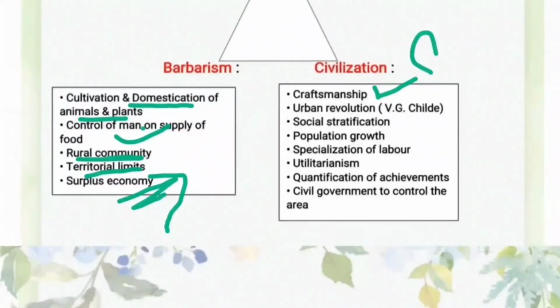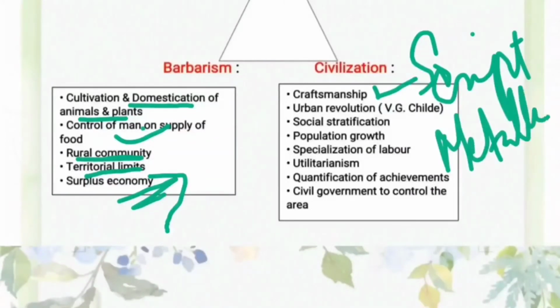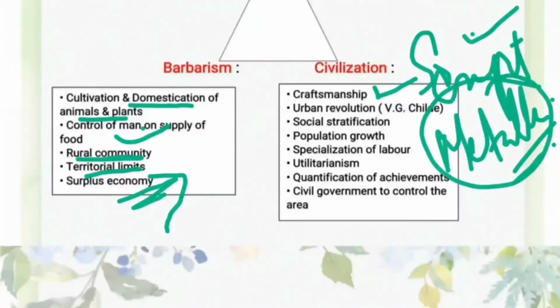Now coming to civilization, that means craftsmanship is in them, the invention of the script, or the metallurgy, that was in them. You can see the Harappan civilization. They have all these scripts, that is the Boustrophedon script. They have metal use in them. So that means we can see the craftsmanship was there in this civilization. There was urban revolution.